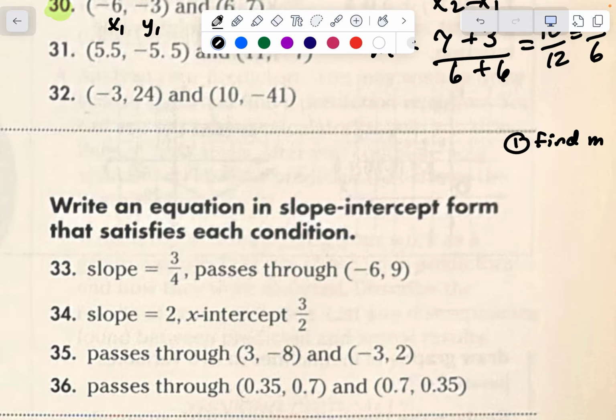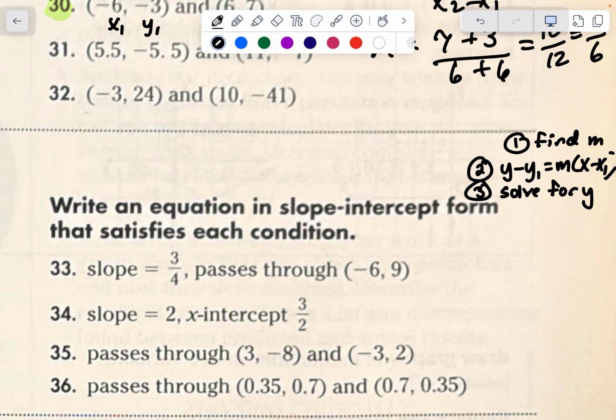Second step, we want to use the formula y minus y1 equals m times the quantity of x minus x1. That's called the point slope formula. You can use that to find the equation of lines for most types of lines. And then the third step is you solve for y. Okay, so we're going to do those 3 steps. And we're going to probably do 33 and 35. 34, I'll discuss with you, but we'll probably just do that.